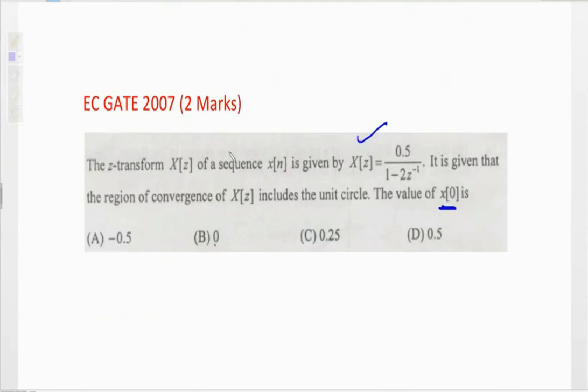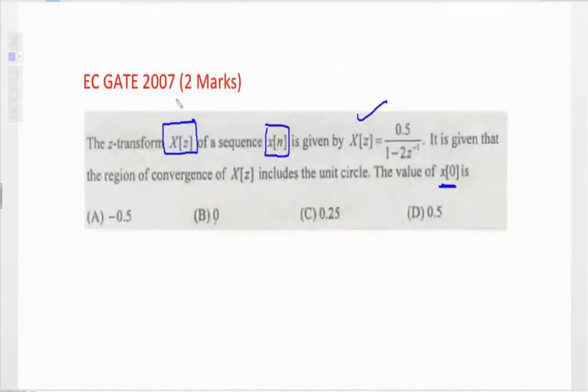The first thing is that after transformation we denote the signal by a capital letter X(z), and the time domain signal is denoted by a small letter. The value of x(0), here x is small, that means we have to determine the initial value. So a normal student will not worry that it is a GATE exam question. He will directly apply the initial value formula, and chances are that he or she may be wrong.